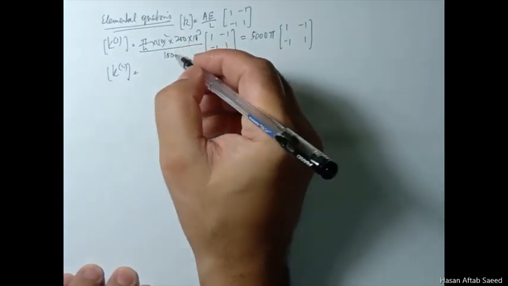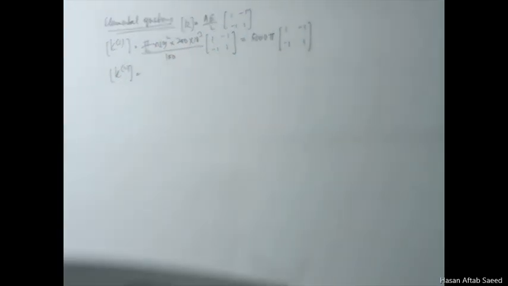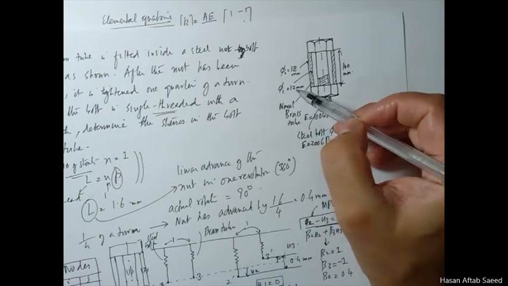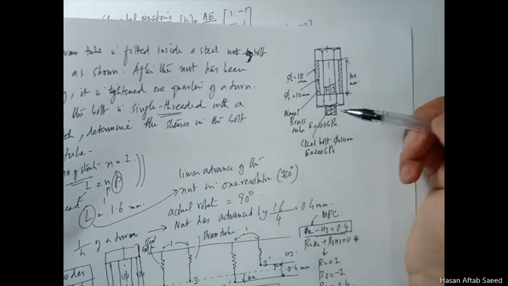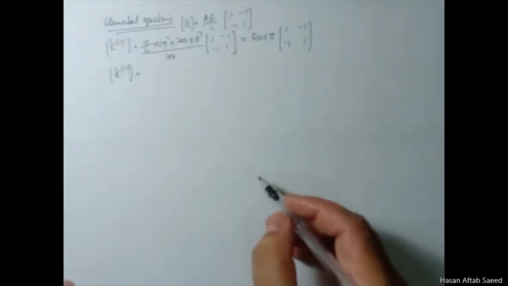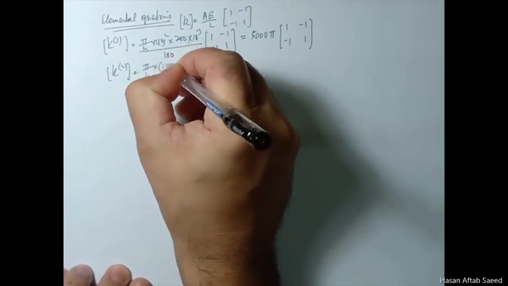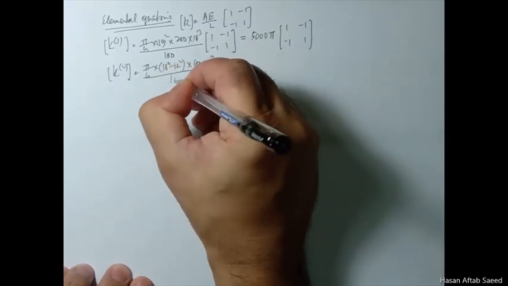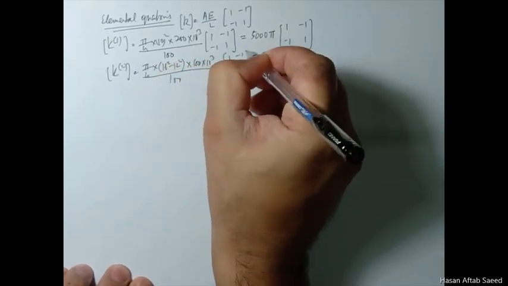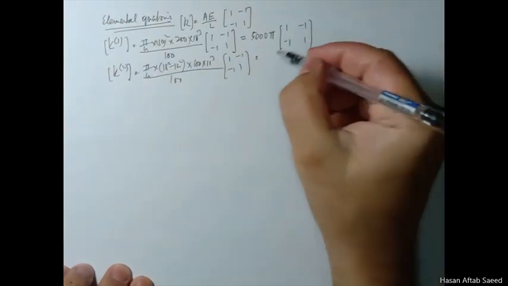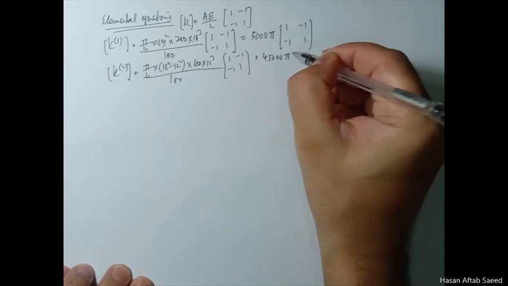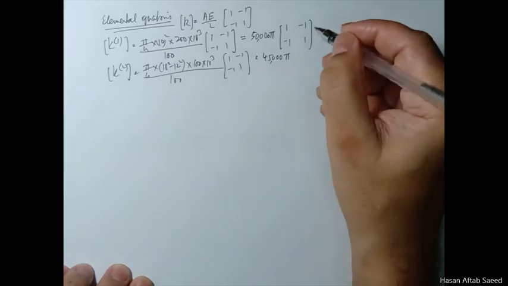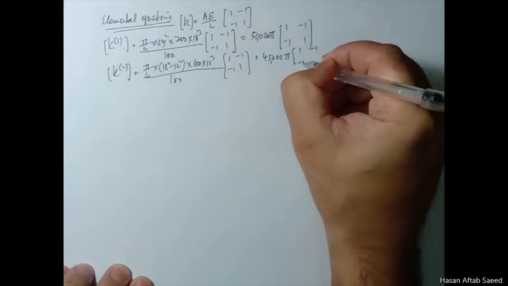Now the other one, the brass. For brass you have outer diameter 18, inner diameter 12, and the naval brass Young modulus E is 100 GPa. The length is the same, so you just plug in the values. And this turns out to be 45,000 pi. This is 50,000, I'm sorry. This is 50,000 pi, this is 45,000 pi. 1 minus 1 minus 1 1.